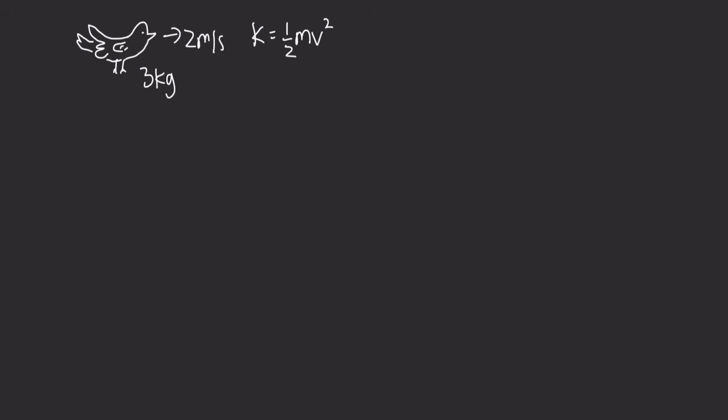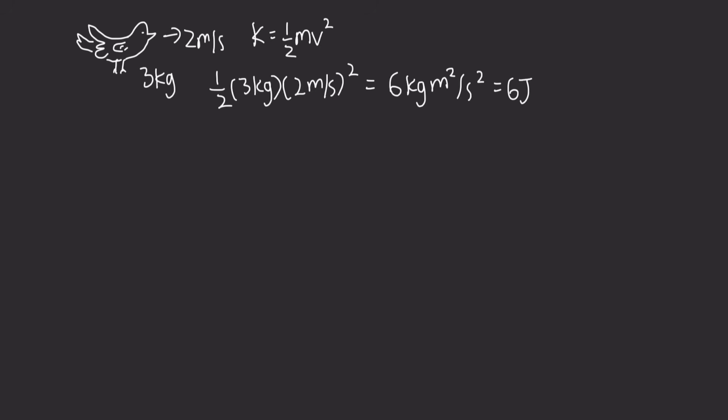In this example, the 3 kilogram bird will have a kinetic energy of 1/2 times 3 kilograms times 2 meters per second, squared. Simplifying that gives us 6 kilograms meters squared per second squared. The unit for kinetic energy, as for all types of energy, is the joule, a capital J. And 1 joule is simply equal to 1 kilogram meters squared per second squared.